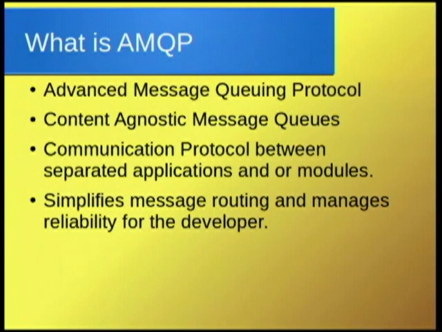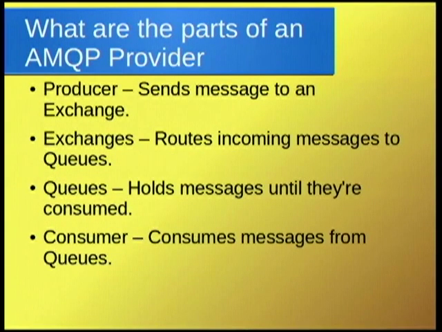So we need to go over exactly what AMQP goes into, what the parts of AMQP are, so that you understand as we go through this presentation exactly what I am presenting and what these different parts do and how they interact together. The first thing that you need to understand about AMQP is where the messages come from. These messages come from what is called a producer. A producer is just any piece of code that you write that creates a message and sends it to an exchange.